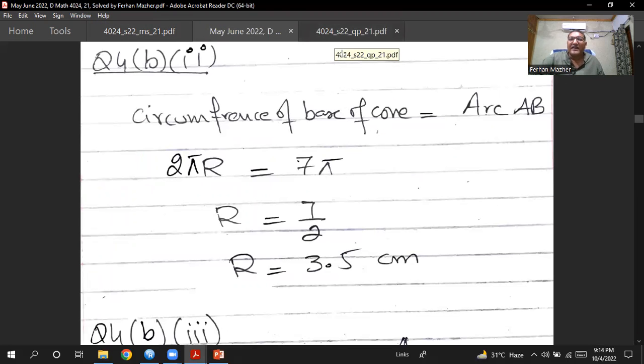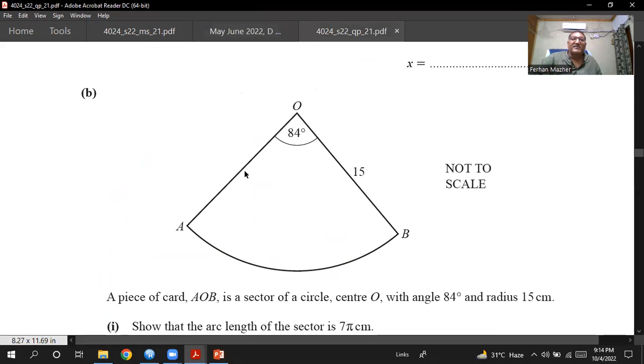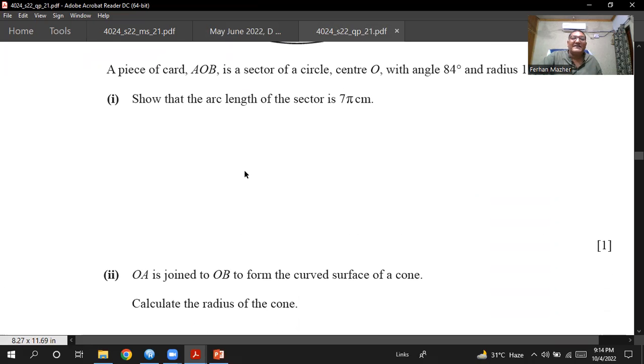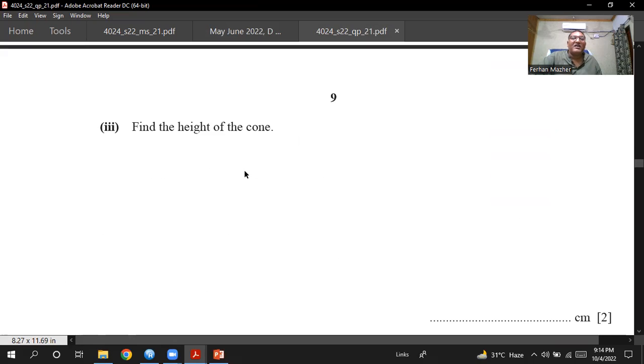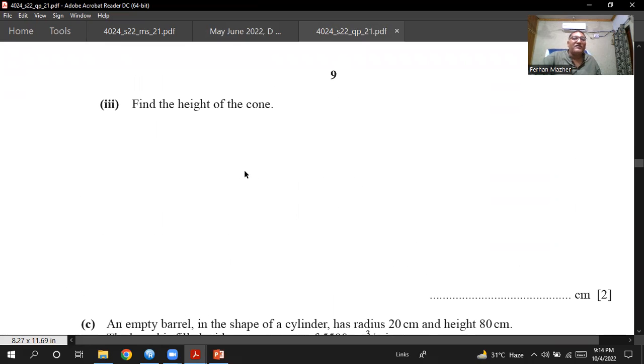The concept is that when you join the straight edges of the sector, OA and OB, with each other to make a cone, the arc length of this sector becomes the circumference of the base of the cone. By this idea, we have solved this second part. Then he says find the height of the cone.